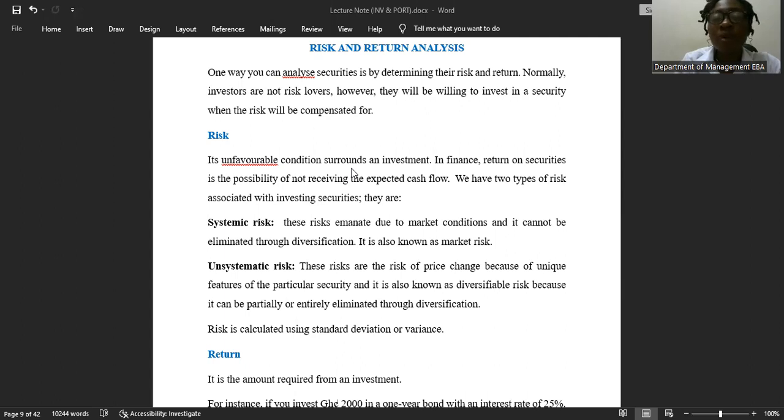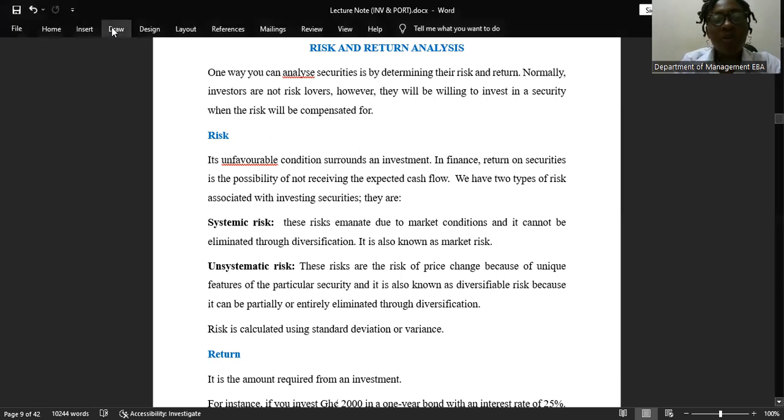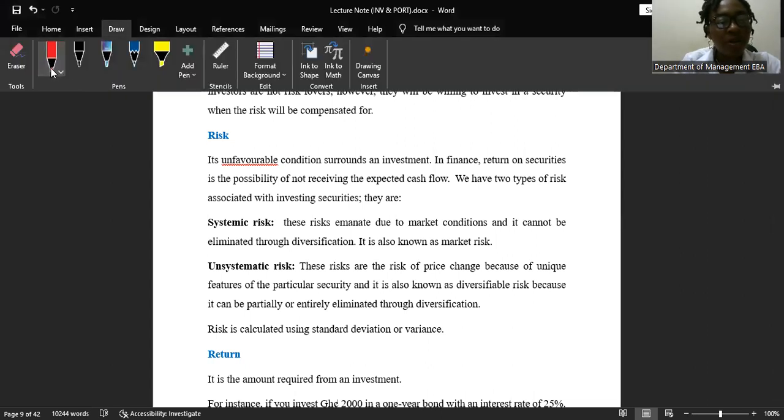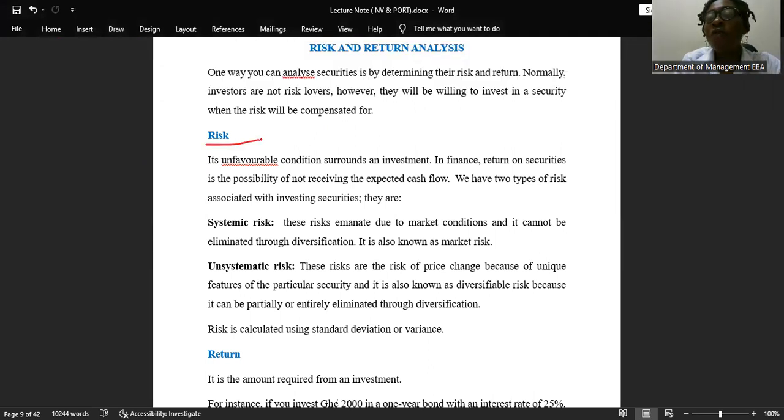Now, we then ask, what is risk? What is risk? When we talk of risk, we are basically talking of an unfavorable condition happening to our investment. That is when the outcome is different or deviates from what you expected.